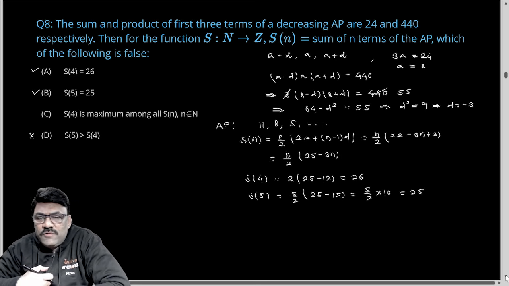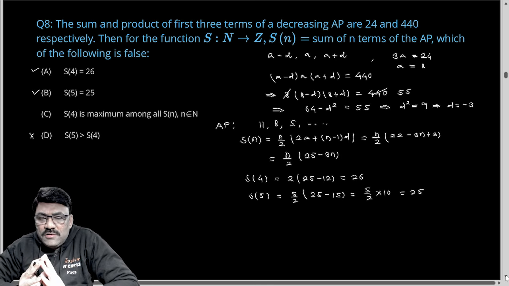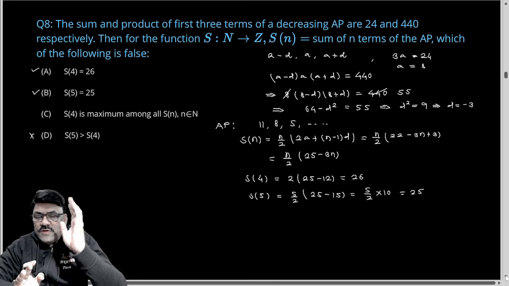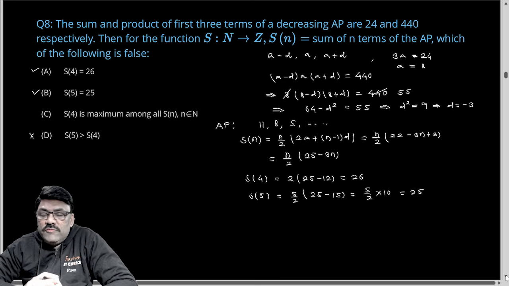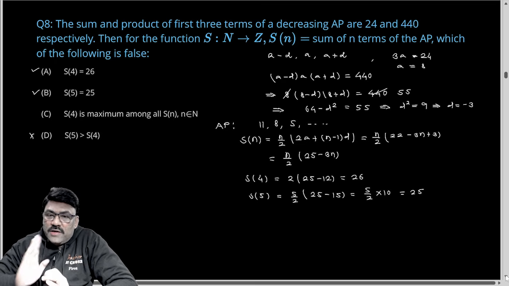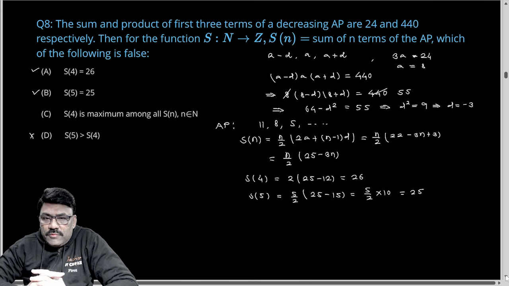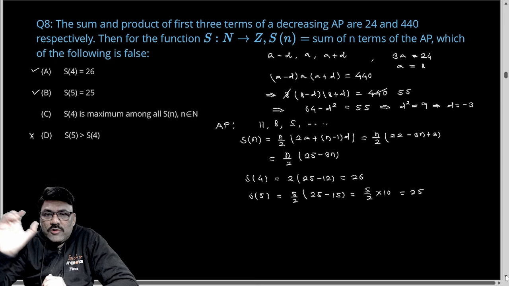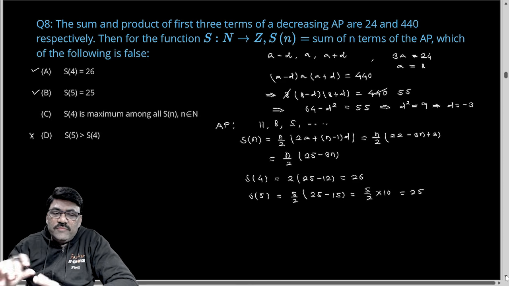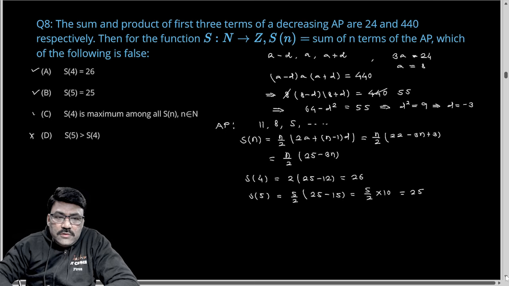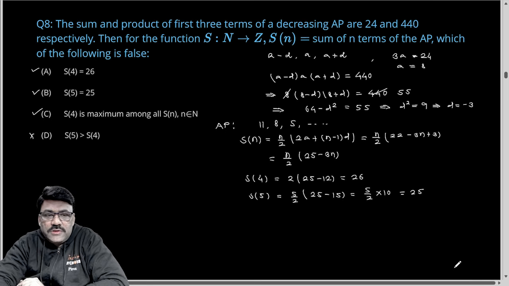And obviously S4 will be maximum among all Sn, because see, first term is 11, second term is 8, third term is 5, fourth term will be 2, and after that all terms are negative. From the fifth term onwards, all terms are negative. So maximum sum you will get when you add only the first 4 terms, because when you add negative terms, value will decrease. So obviously S4 is maximum among all Sn. The false option is D option here.